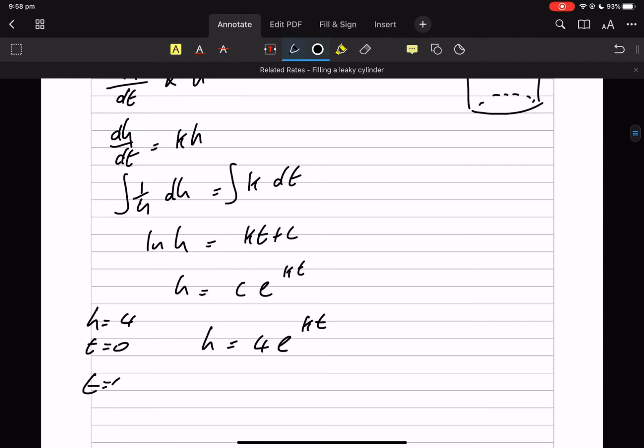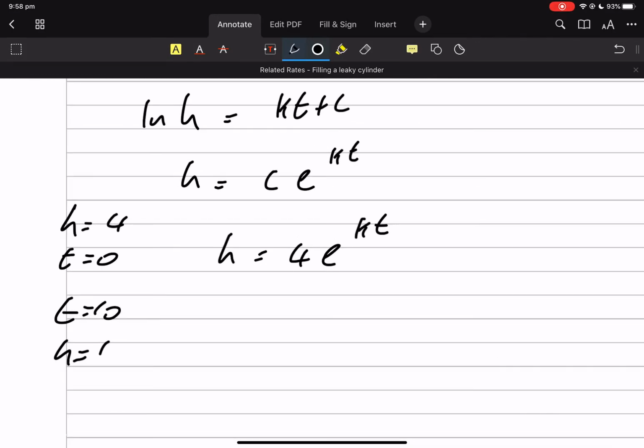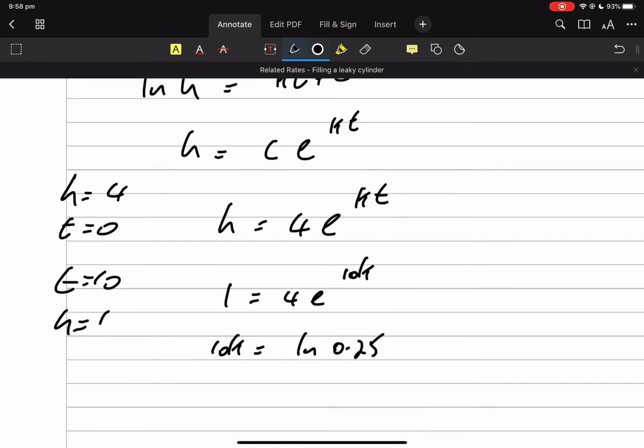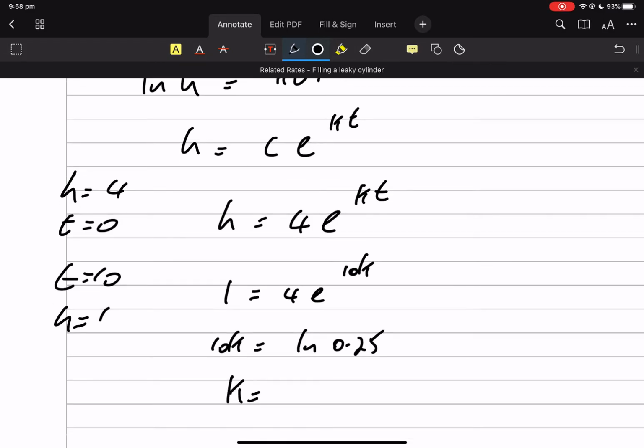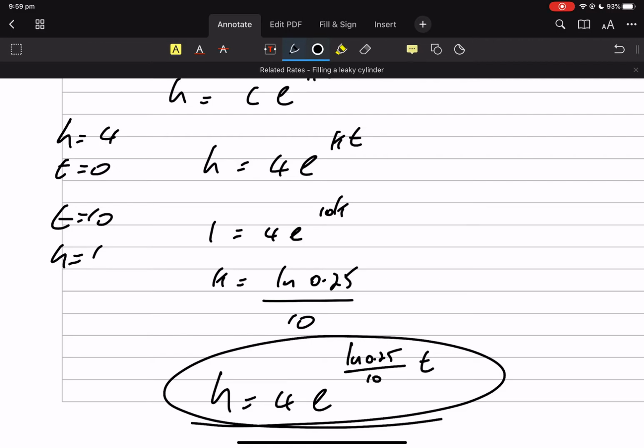And then 10 hours later, the height was just 1. So 10k equals the natural log of 1/4. k equals that on 10. So even though I can now go H equals 4 e to the natural log of 0.25 on 10 t, that function isn't really what we're chasing.